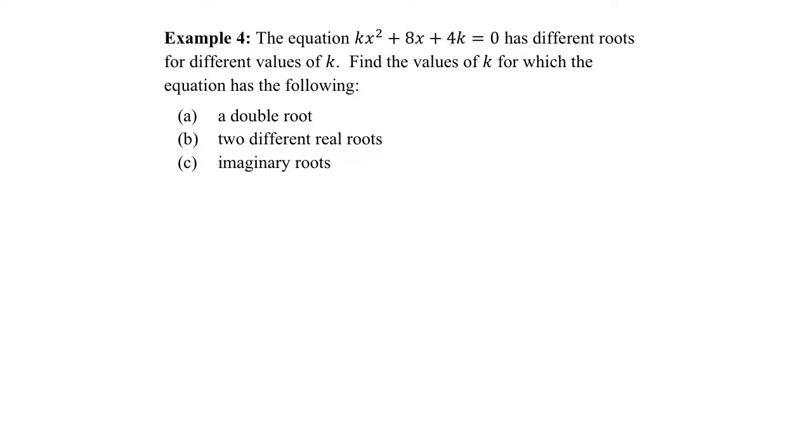Now, we know the following. We want to find the values of K that create an equation with the following characteristics: first, a double root, then 2 different real roots, and then finally, imaginary roots. When do we get a double root? Not when C is 0. Very good, when the discriminant equals 0. So for part A, we need to set the discriminant equal to 0.